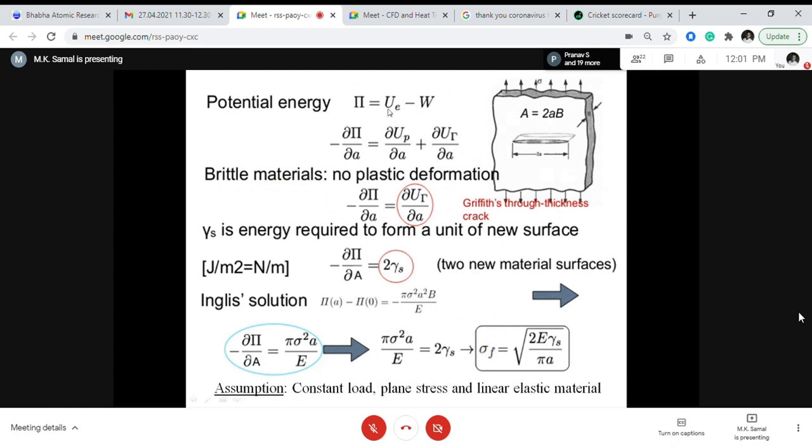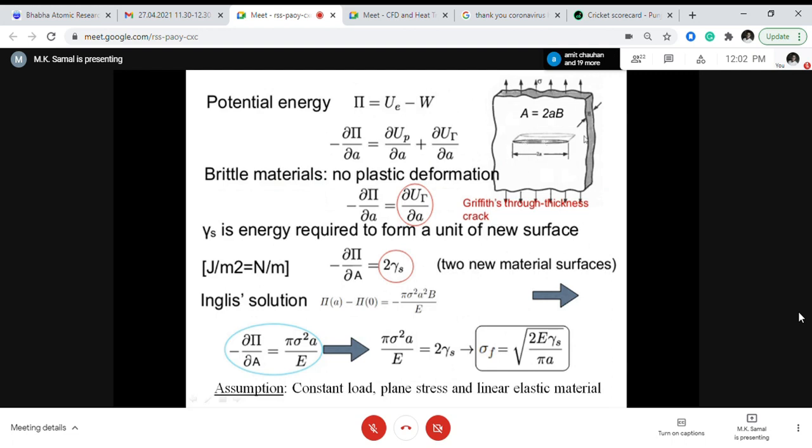So you know Griffith used the concept of potential energy. Potential energy is nothing but the difference of the elastic strain energy minus the work done by external forces, okay.